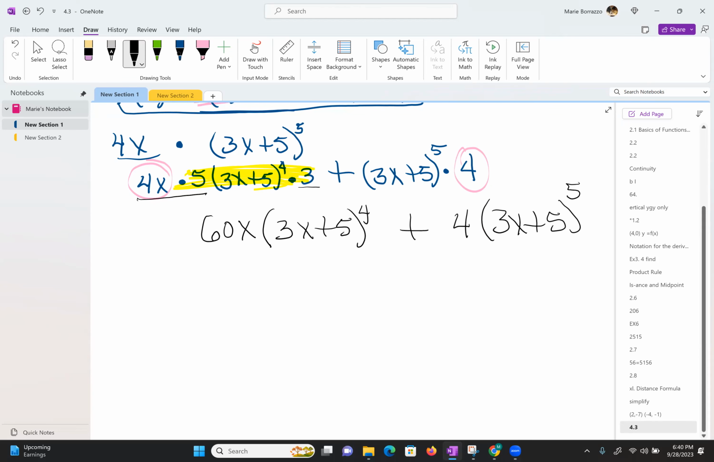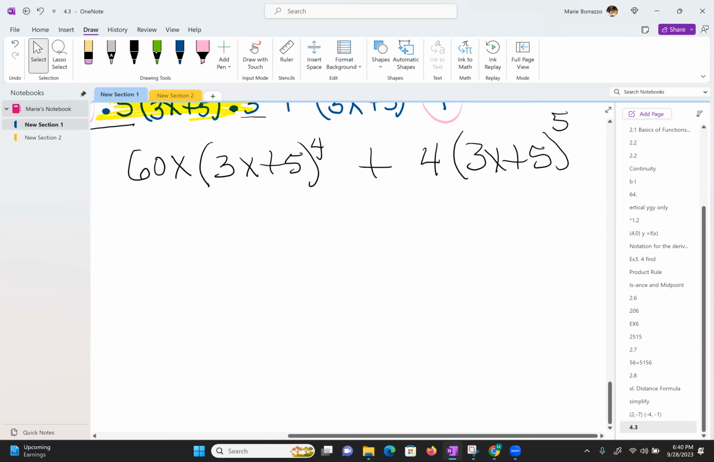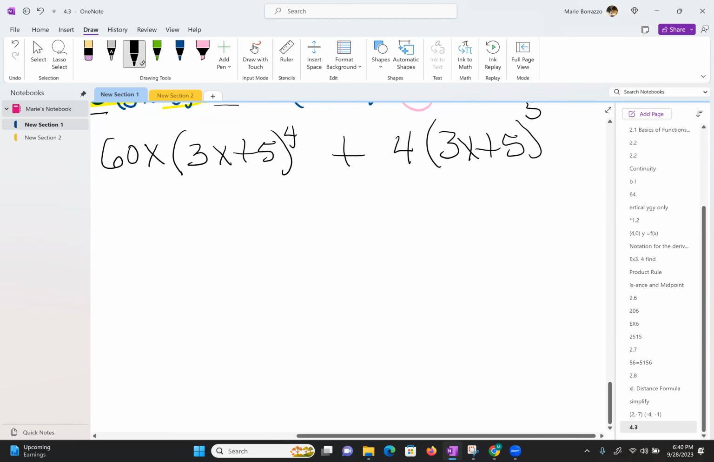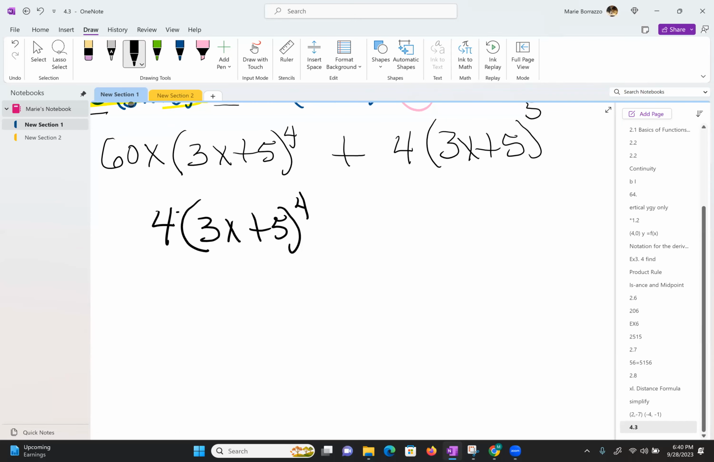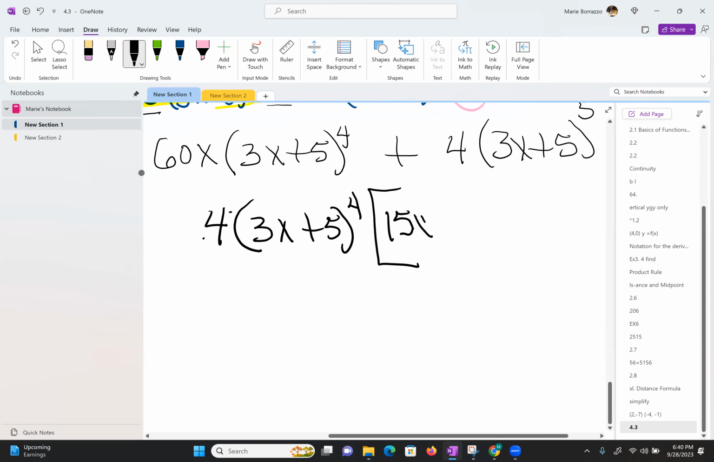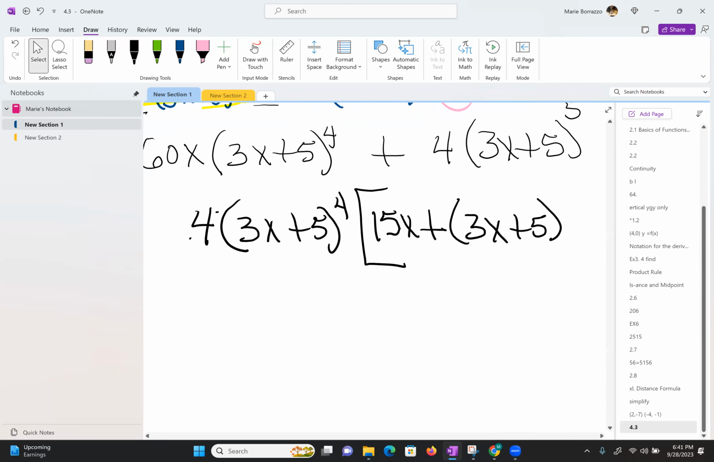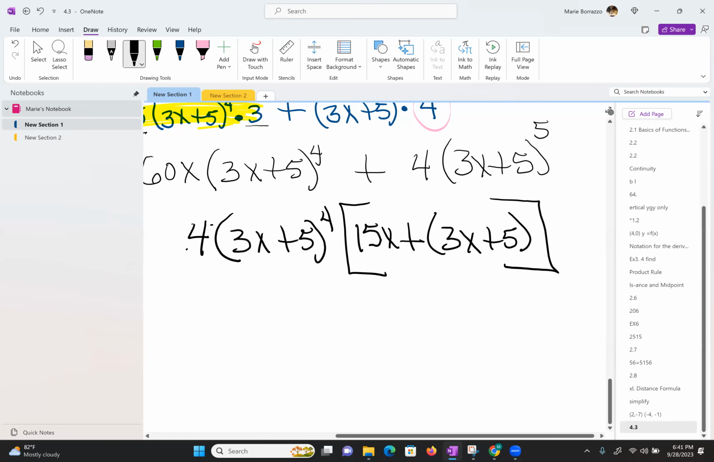If I take out a common factor, which in this case does exist, it's 4 times 15 is 60. Let me switch my marker here. So if I take out the 4, and if I take out the (3x + 5), I can take out the lowest power, which I do, this will then simplify to 15, because 15 times 4 is 60. So if I make this 15x, then 15x times 4 is 60x. And then since I already used the (3x + 5)^4, this is going to be plus (3x + 5) to the first power, which will complete the fifth power up here. And that's what I have right now.